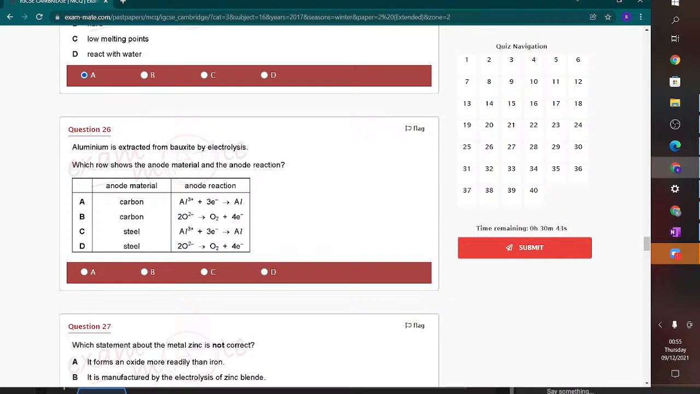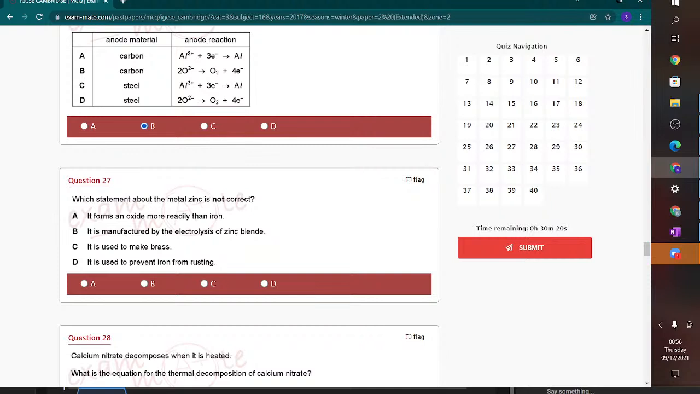Aluminium is extracted from bauxite. What shows the anode material and anode reaction? Okay, the anode material here would be carbon, and the reaction. Hmm, aluminium is a cation and it will go towards the cathode instead of the anode. So the answer is B.